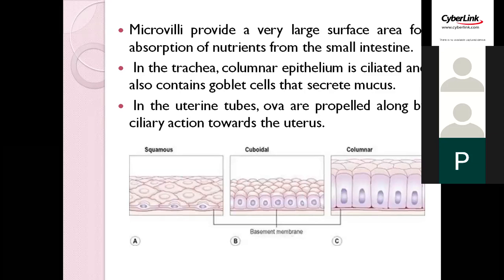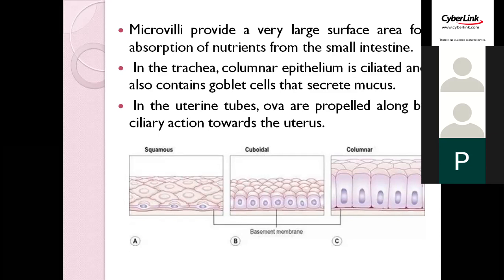And in the trachea, actually the trachea is a part of your respiratory system. So when you learn your respiratory system, you will be knowing about the trachea. Okay, so it is also a part of the respiratory system or respiratory tract.